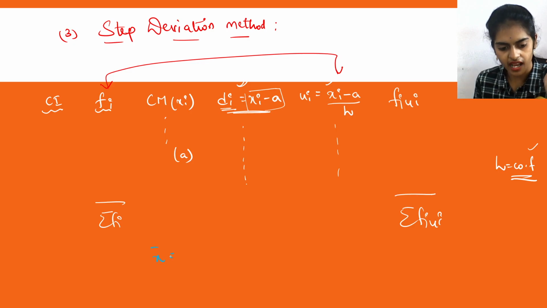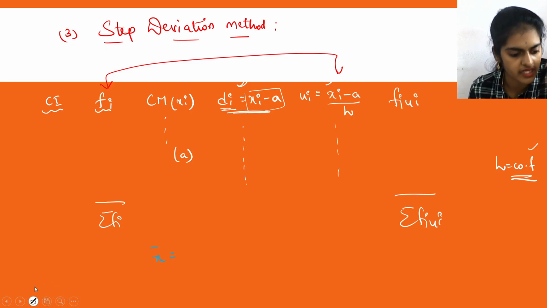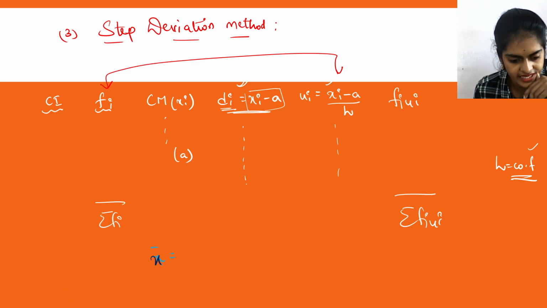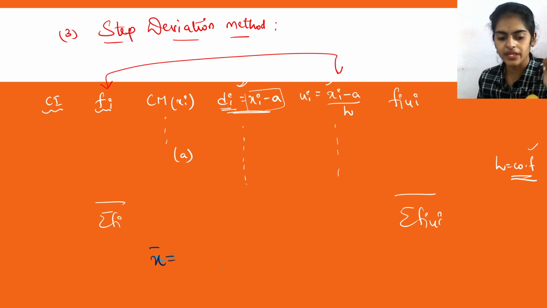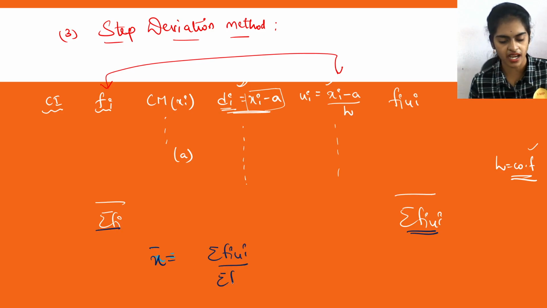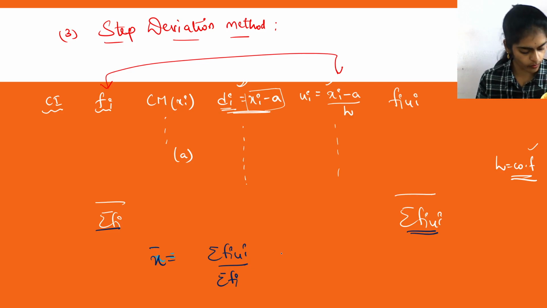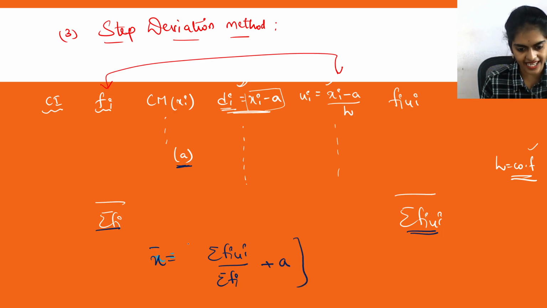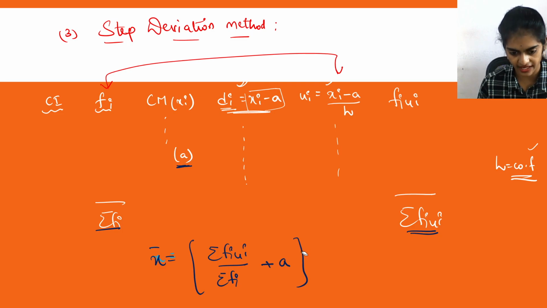Now mean, how are we going to find it? This color is not visible. This color, yeah, better. Now mean, how will we find it? Again, this last column, sigma fi ui, divided by this column, sigma fi. And what are we doing next? We are subtracting a, so you will also add a, and for this entire thing we shall multiply h.